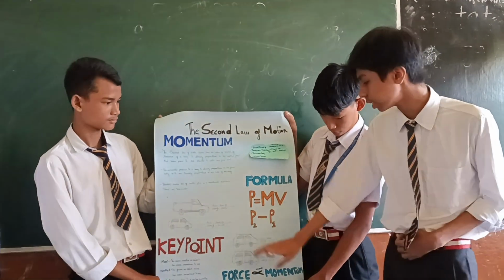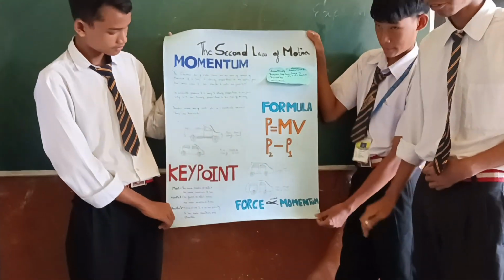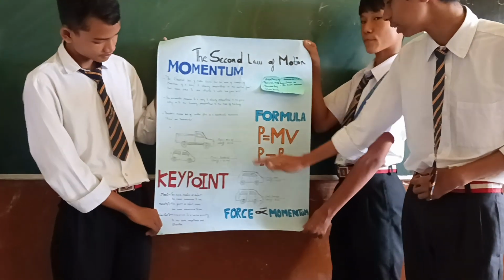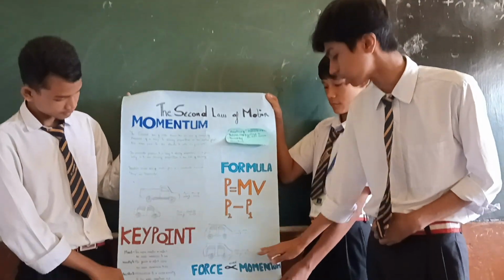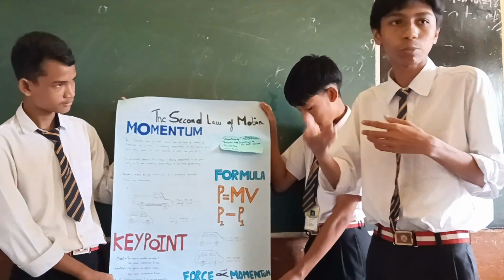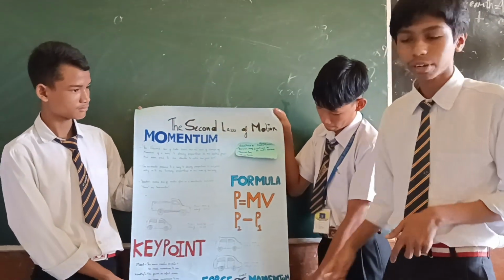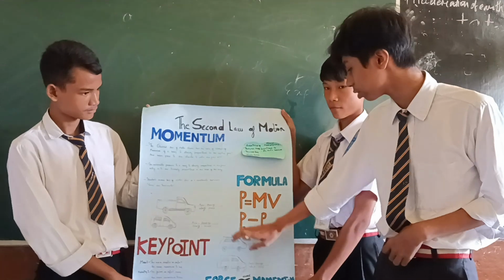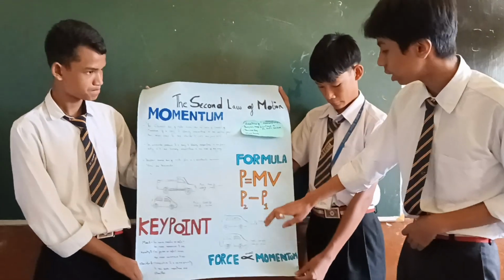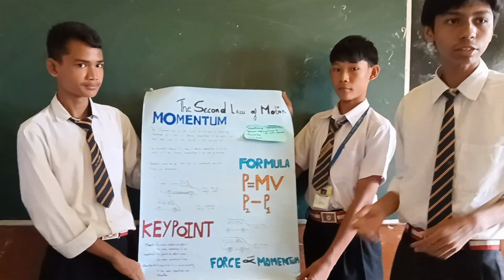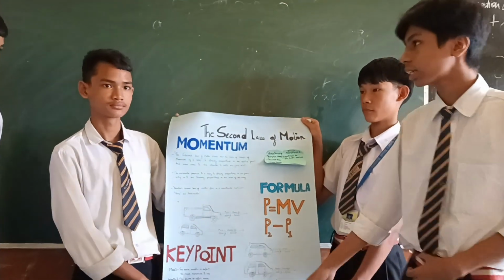In another example, there are two cars with the same mass, but the velocity is different. In the first case, the velocity is 40 meters per second, and in the second case, the velocity is 30 meters per second. We have to find the final momentum. So we will get the momentum of these two cars. This is the initial momentum and this is going to be the final momentum. Then when we subtract the momentum, we get the final momentum of the car. Now I will let you go back to the 3 points.